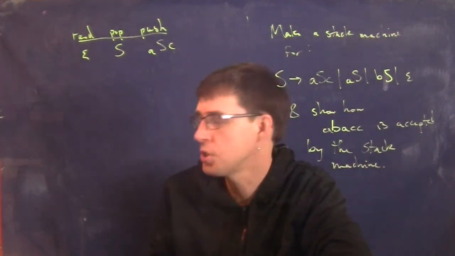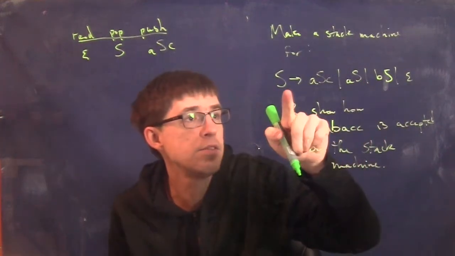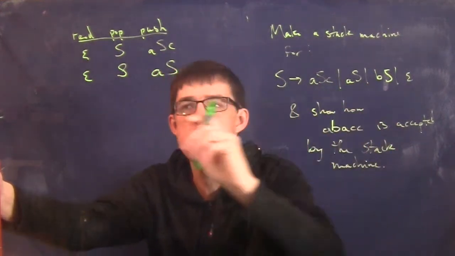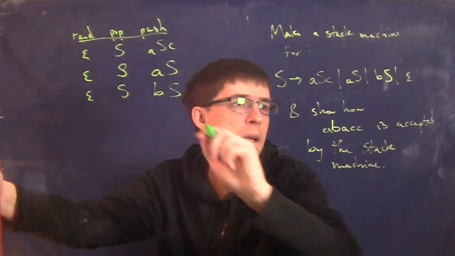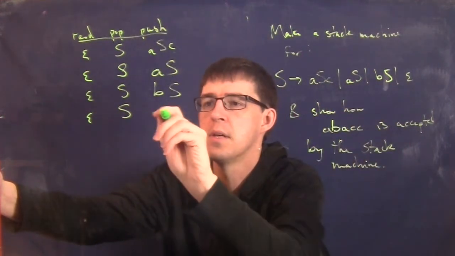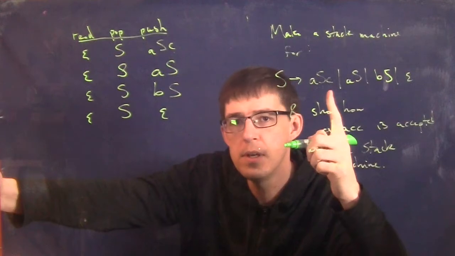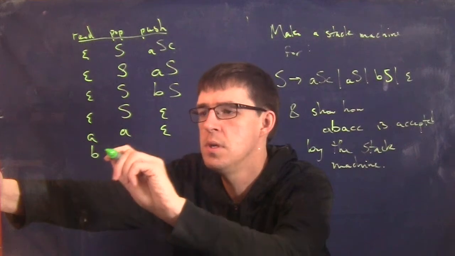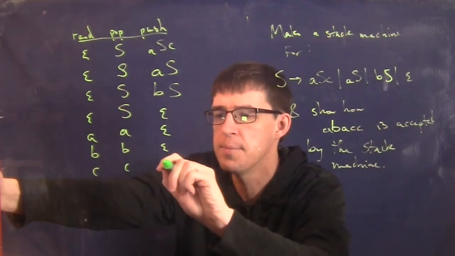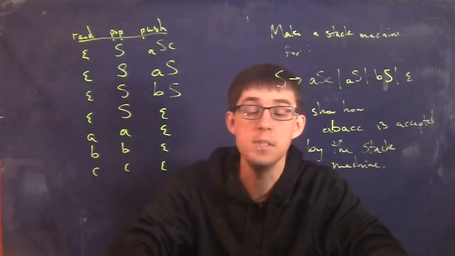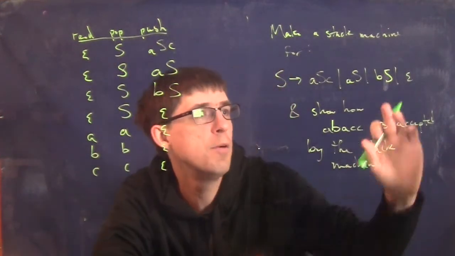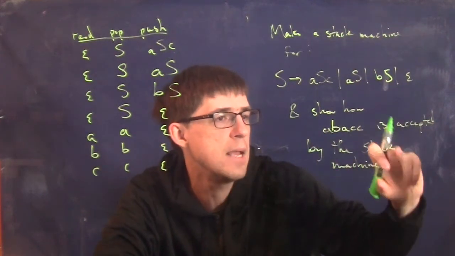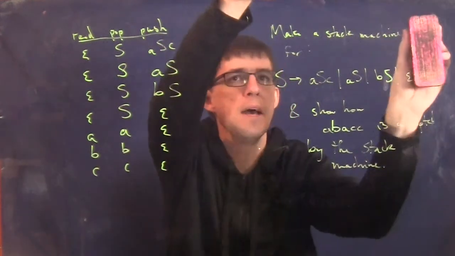All right, read, pop, push. That was the first one. Then I also have S goes to AS, so that's going to be epsilon S AS. Then I have S goes to BS, which is going to be epsilon S BS. Then I have S goes to epsilon, which is going to be epsilon S epsilon. And then, as always, we have the sort of clear out ones. I go A epsilon, also B epsilon, and also C epsilon. In this case, we have A, B, and C. All right. This is your stack machine. I hope that's the same machine as you got. So I said make a stack machine and show how this string ABAACC is accepted by the stack machine. Let's try and do that.